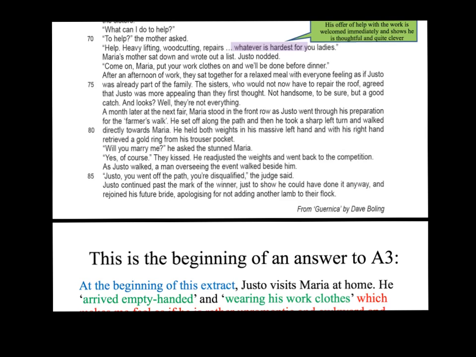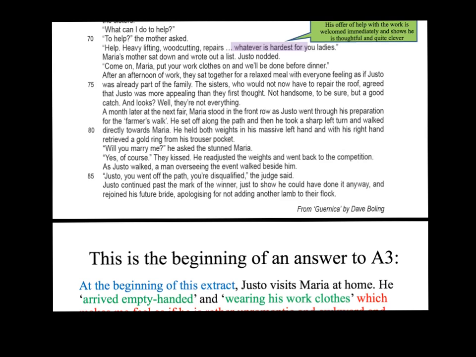So if we have a look again at an answer to the A3 question, if you have a model of writing, at the beginning of this extract, Justo visits Maria at home. He arrived empty-handed and wearing his work clothes. So what we've done again in the section that's highlighted in blue, we have this indication to the examiner that you're tracking the extract: so at the beginning of this extract. And what we also have is the use of embedded quotations.